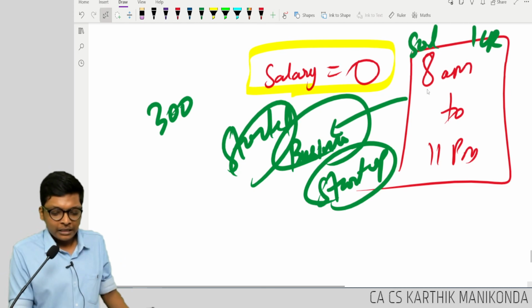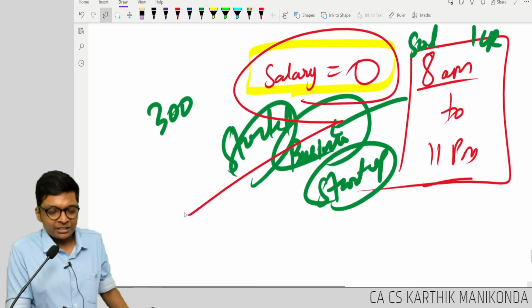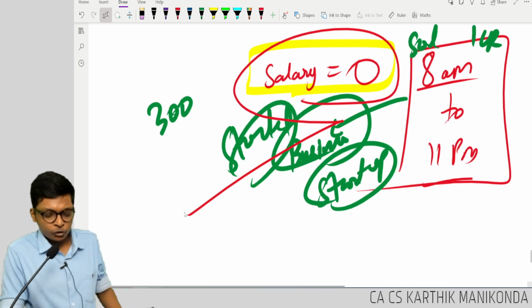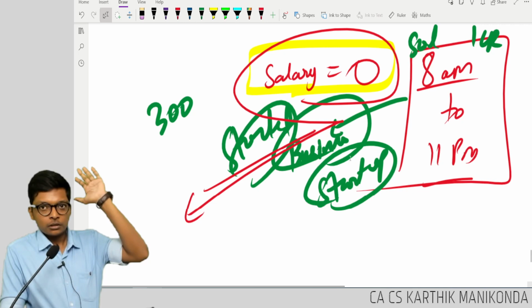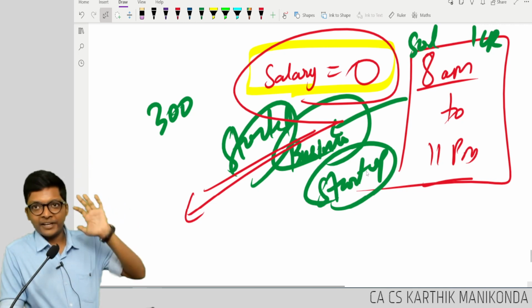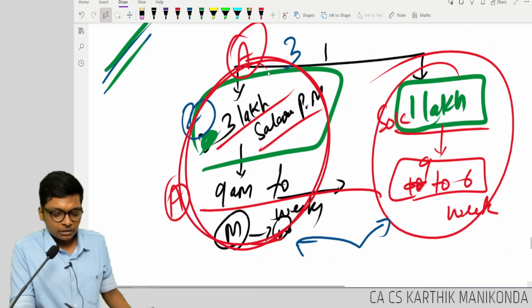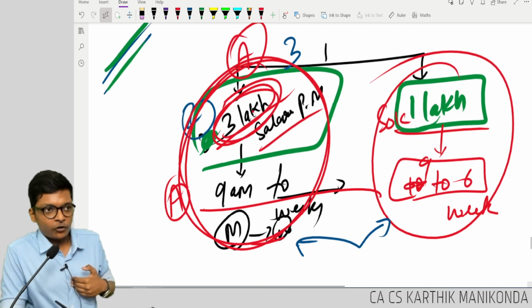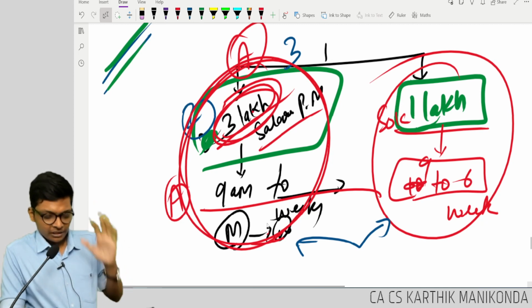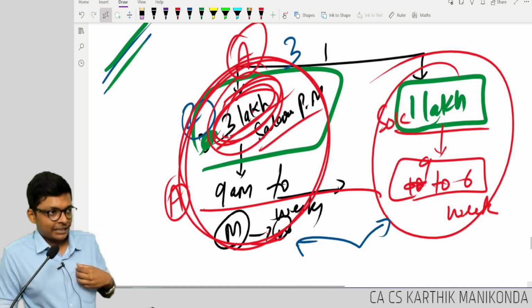You're working 8 a.m. to 11 p.m. Salary is 0 because you think you will get profits in the future. How many of you, if this is there, will do this? Okay, fine. Now, those who are doing this, even though you're getting 3 lakhs, you chose this for the money, correct?